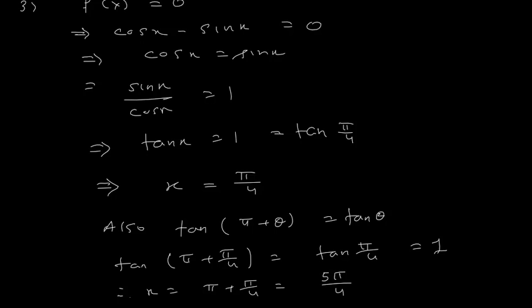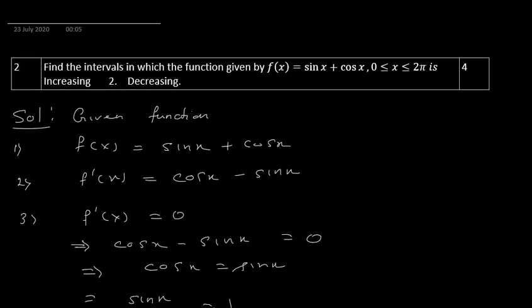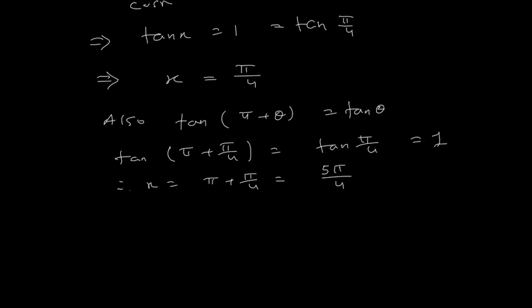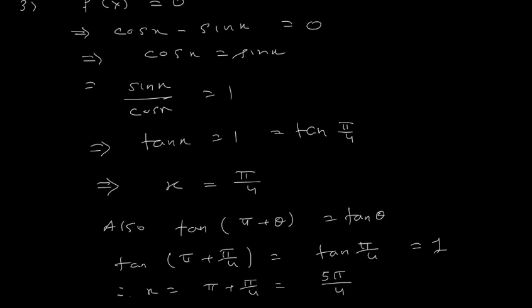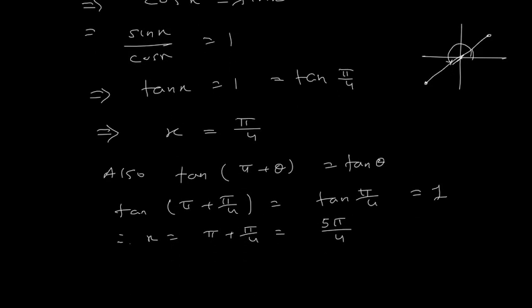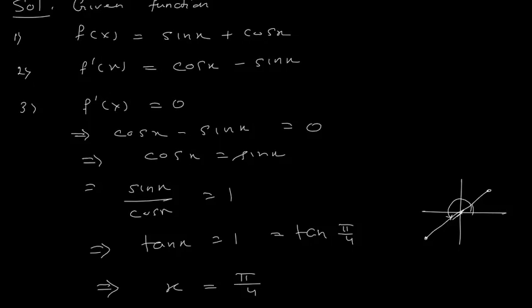Now they have given us the interval 0 to 2 pi, so we will check the values between 0 and 2 pi. Between 0 and 2 pi, that is from 0 degrees to 360 degrees, one value I got here and the other value I got here, for pi by 4, that is 45 degrees, and 5 pi by 4, that is 225 degrees. These two values are between 0 and 2 pi. So these are the critical values.